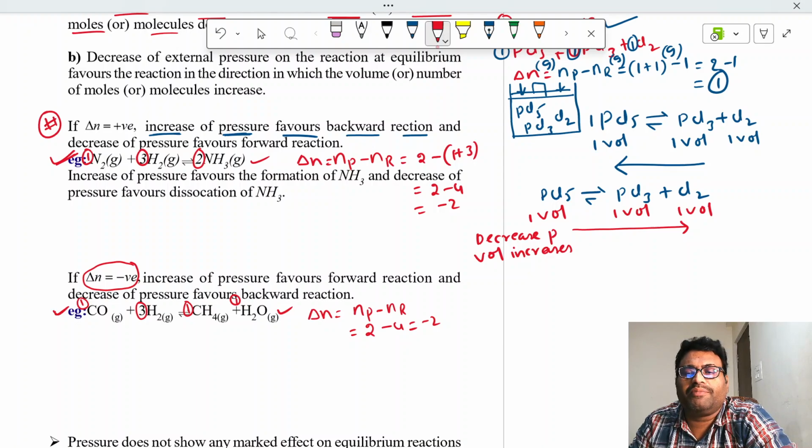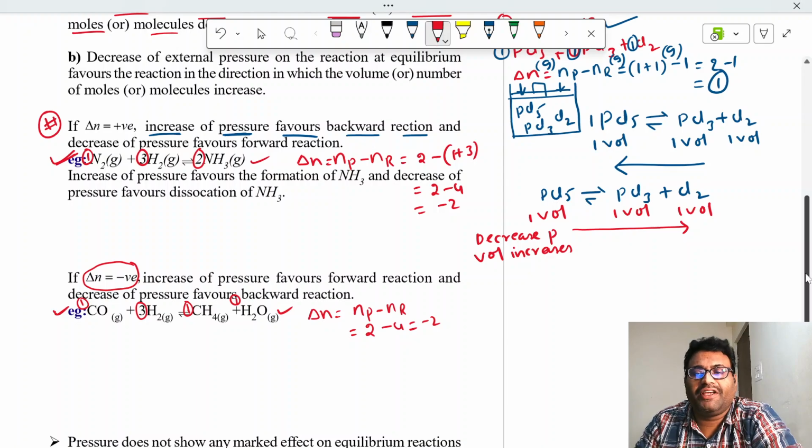So you have to remember on which side more volume is present and on which side less volume is present. Less the number of moles, less volume. More the number of moles, more volume. Simple, understand in that way. If you increase pressure, volume decreases, so equilibrium shifts to the less volume side. If you decrease pressure, volume increases, so equilibrium shifts to the more volume side. That's it. That is what you need to remember here.